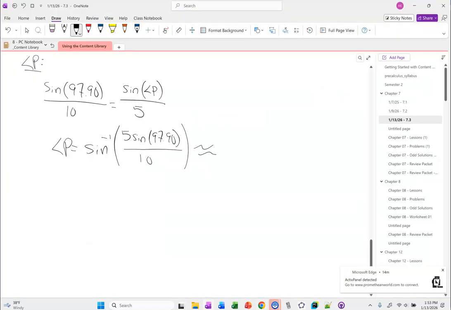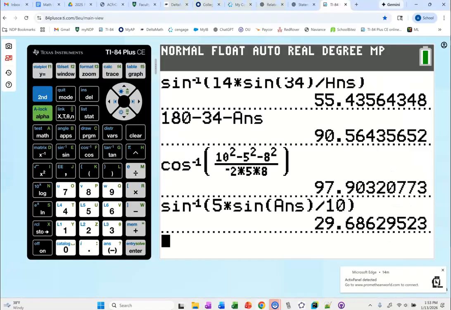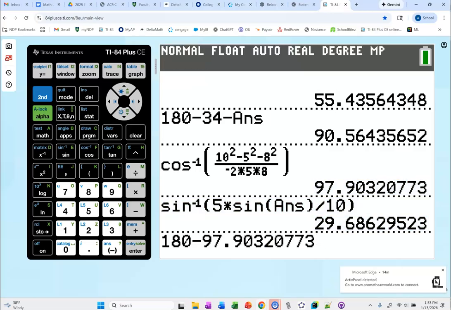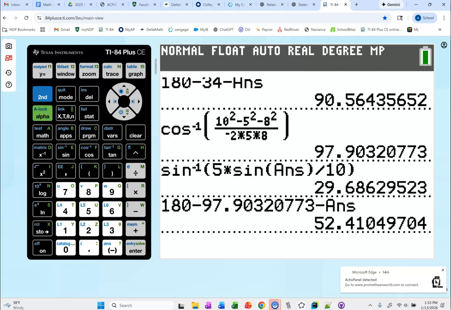29.69. And so for angle Q then, I have 2 of the 3, so I can just subtract from 180. And I get 52.41.